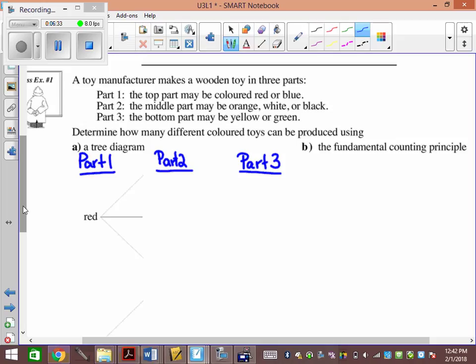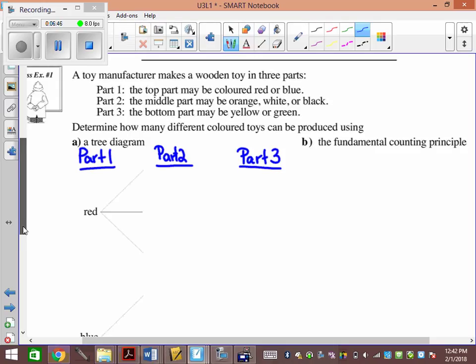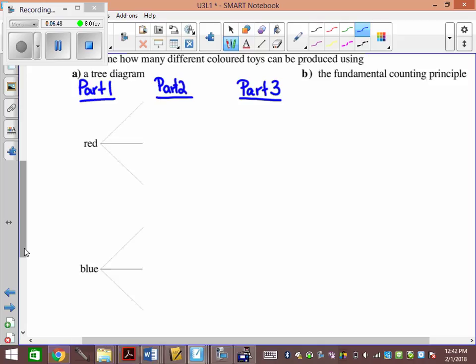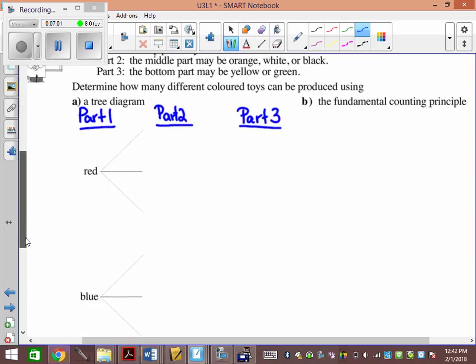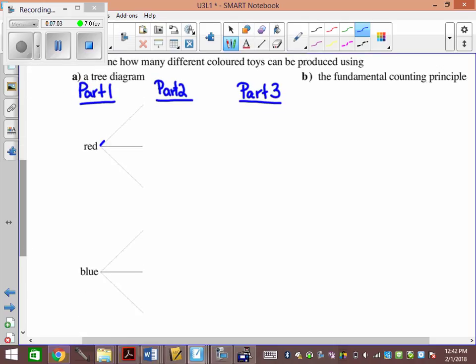Okay? So what a lot of people want to do is they want to list red and blue at the top. That's not what we're doing. We list part 1 and then we list the options of part 1. Red, blue. Okay? So your trees are going to go out sideways. So you have part 1, red, blue. Then part 2 says the middle part can be orange, white, or black. So off of each red and blue, we're going to have 3 branches, right? Orange, white, or black.